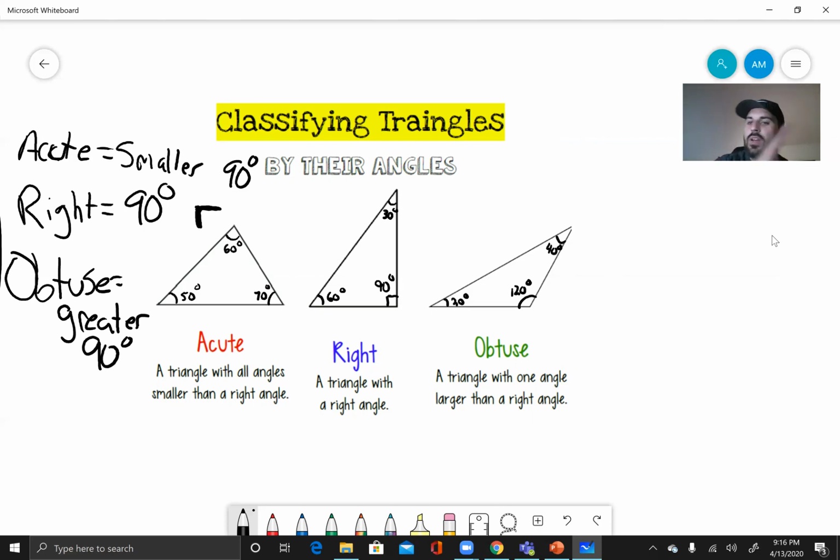So now we've identified them by sides. Now let's break down how to identify triangles based on their degrees. Let's start off with our first one on the left. Here we have an acute triangle. And what makes something an acute triangle? An acute triangle is when all three angles are smaller than 90 degrees.